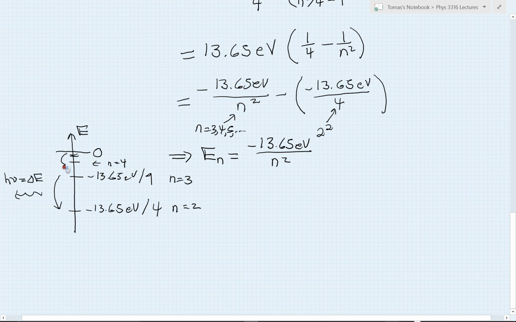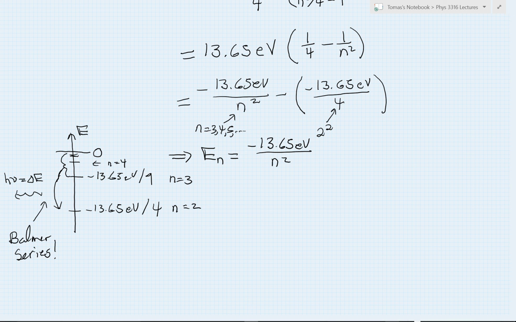So in fact, this entire collection of levels, all making transitions down to this 13.65 over 2 squared, explains the entire Balmer series in one very simple explanation. So that would be consistent with all of that experimental data. So that is very exciting.